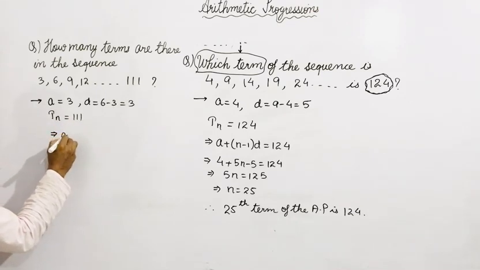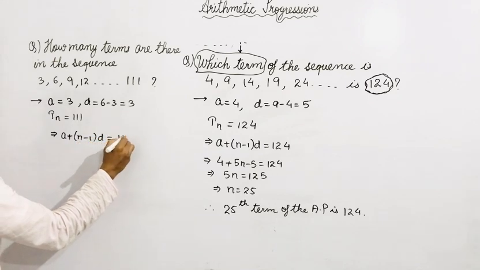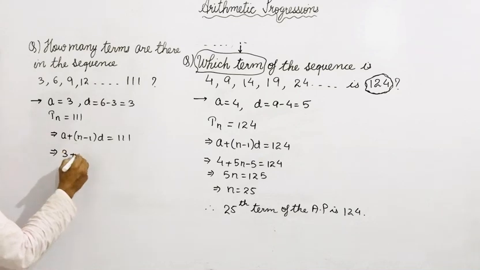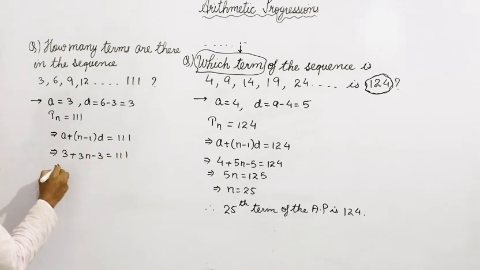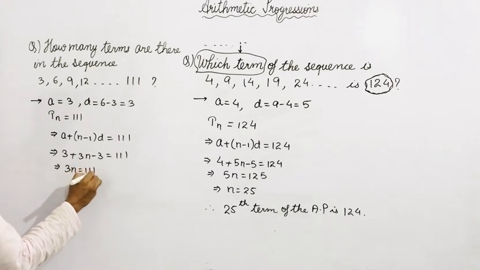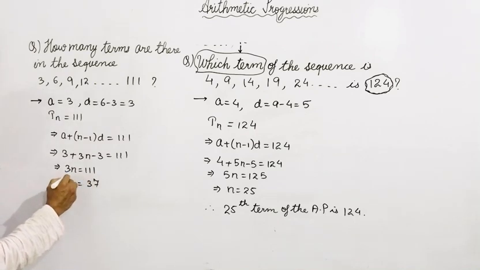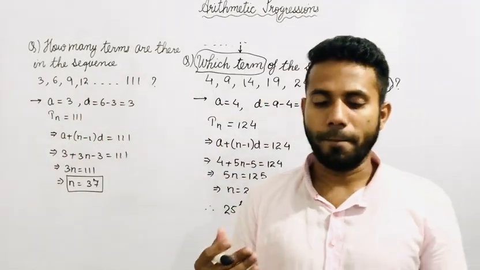Now put it. Tn equals A plus (n minus 1) into D equals 111. What is the value of A? It is 3. What is the value of D? That is 3. So it becomes 3n minus 3 equals 111. So 3n equals 111 plus 3, which is 114. n equals 38... it means that there are 37 terms in that AP. How many terms are there in that AP? There are 37 terms in that AP.